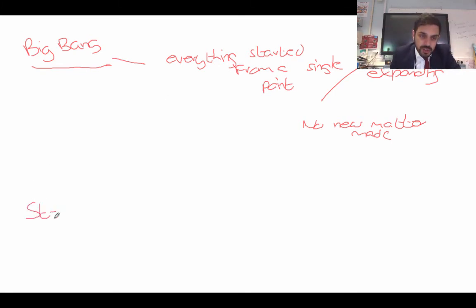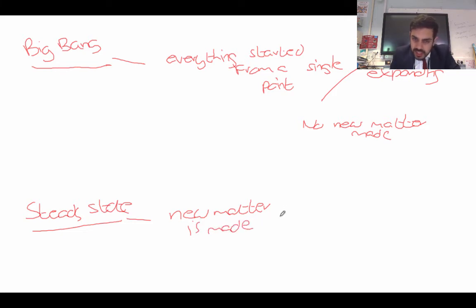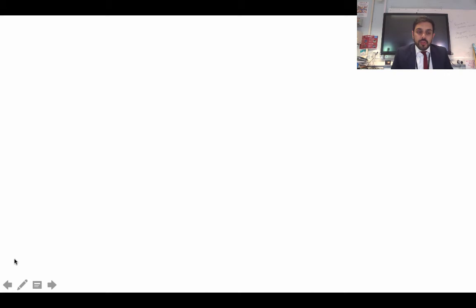Steady state theory suggests that new matter is being made, and again, very similar to Big Bang, it also suggests the universe is expanding. So new matter is made and the universe is expanding. Now, what is the evidence for both of those different theories?